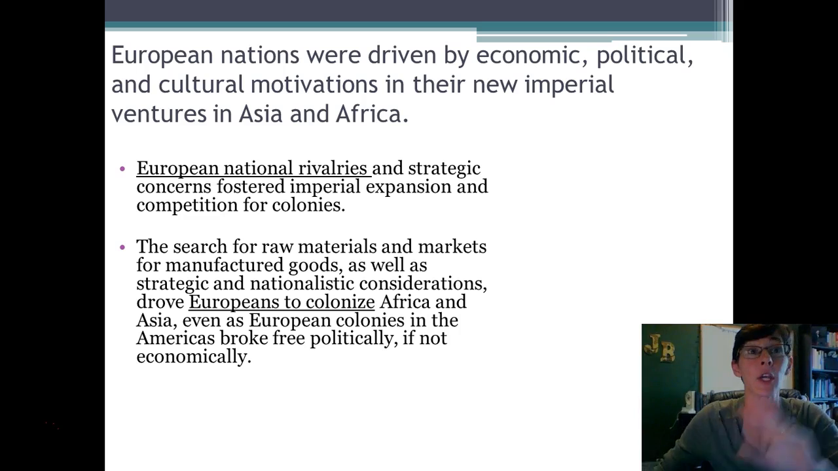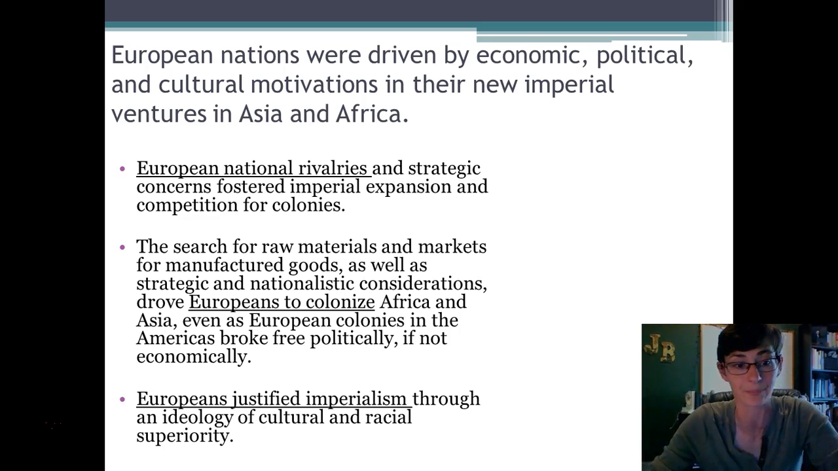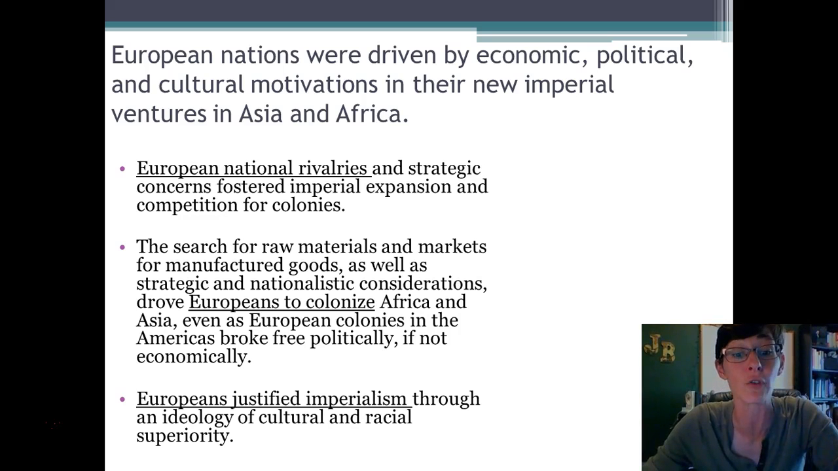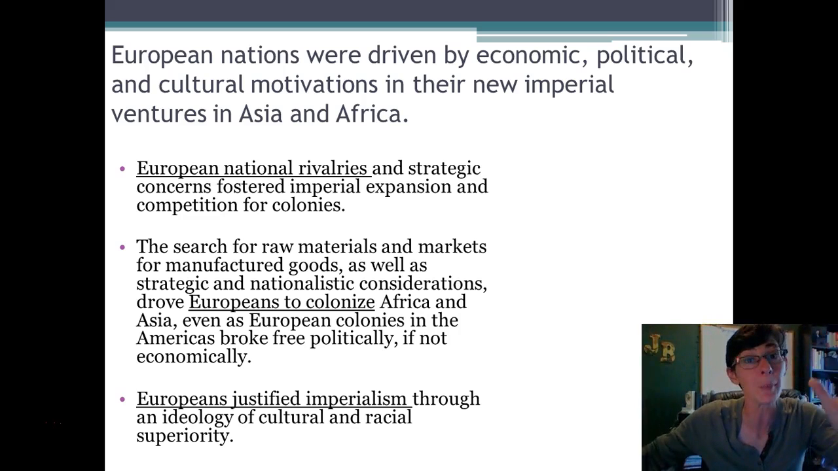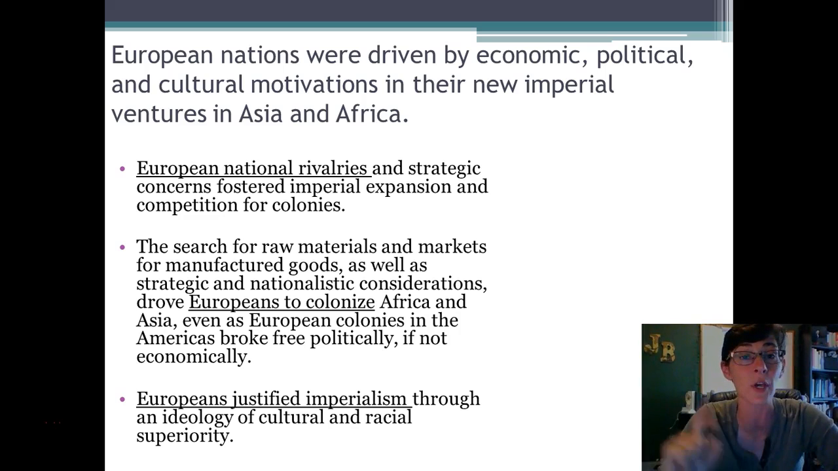So as the New World colonies were breaking away from their European controllers, now Europeans were seeking out other colonies to strong arm, and they looked to Asia and Africa. Europeans also justified imperialism through an ideology of cultural and racial superiority, social Darwinism. Social Darwinism. When you're thinking of a European justification of imperialism, you really want to think about social Darwinism and this other idea called white man's burden.